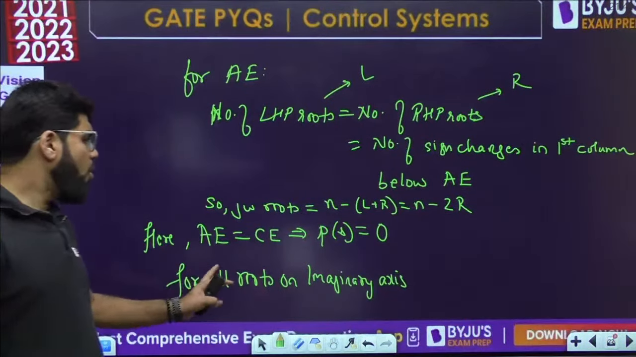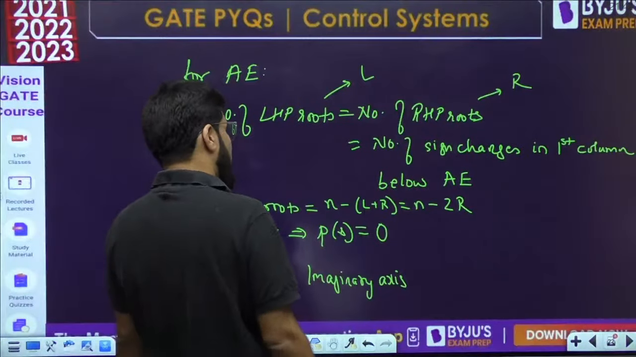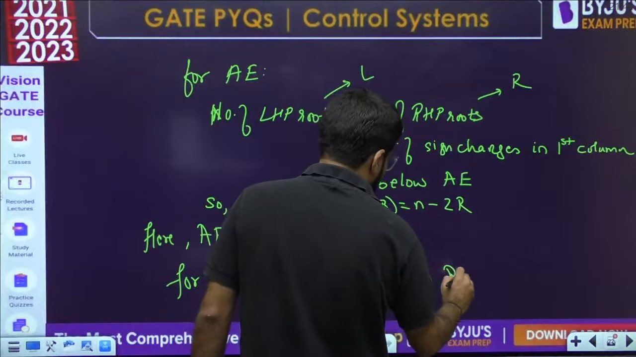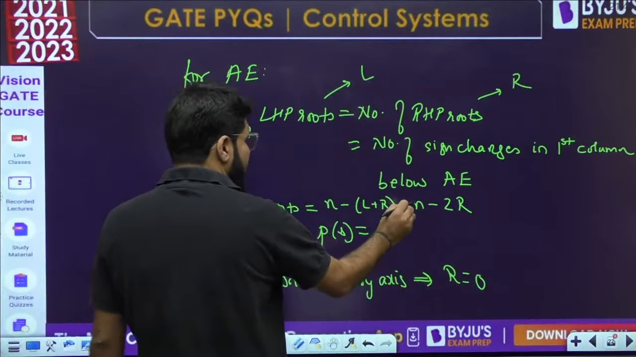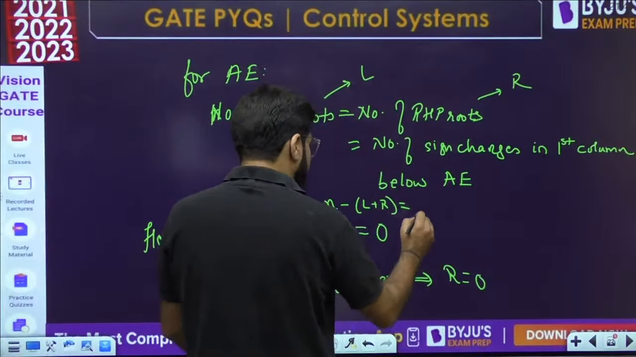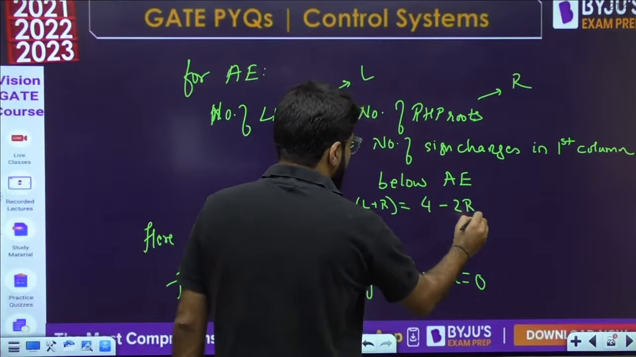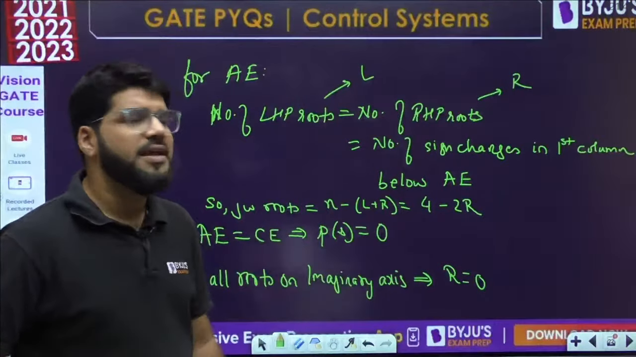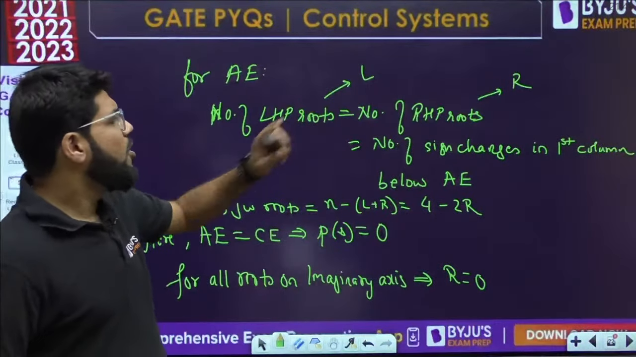But for all roots on the imaginary axis, what do you want? R equal to 0. All the n roots. Here n means 4, it is a fourth order polynomial. So you want all roots on the imaginary axis, so there should not be any right-hand root of the auxiliary equation.